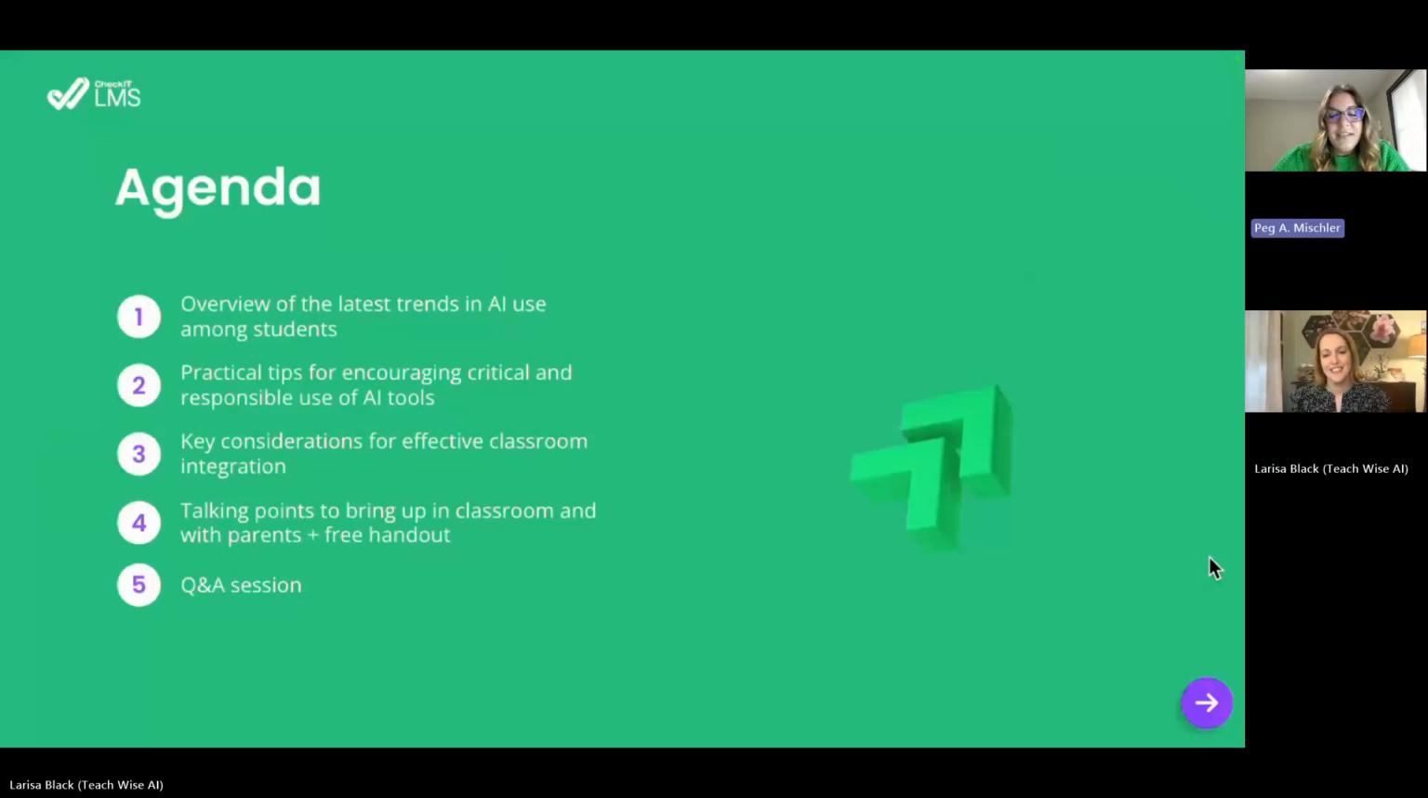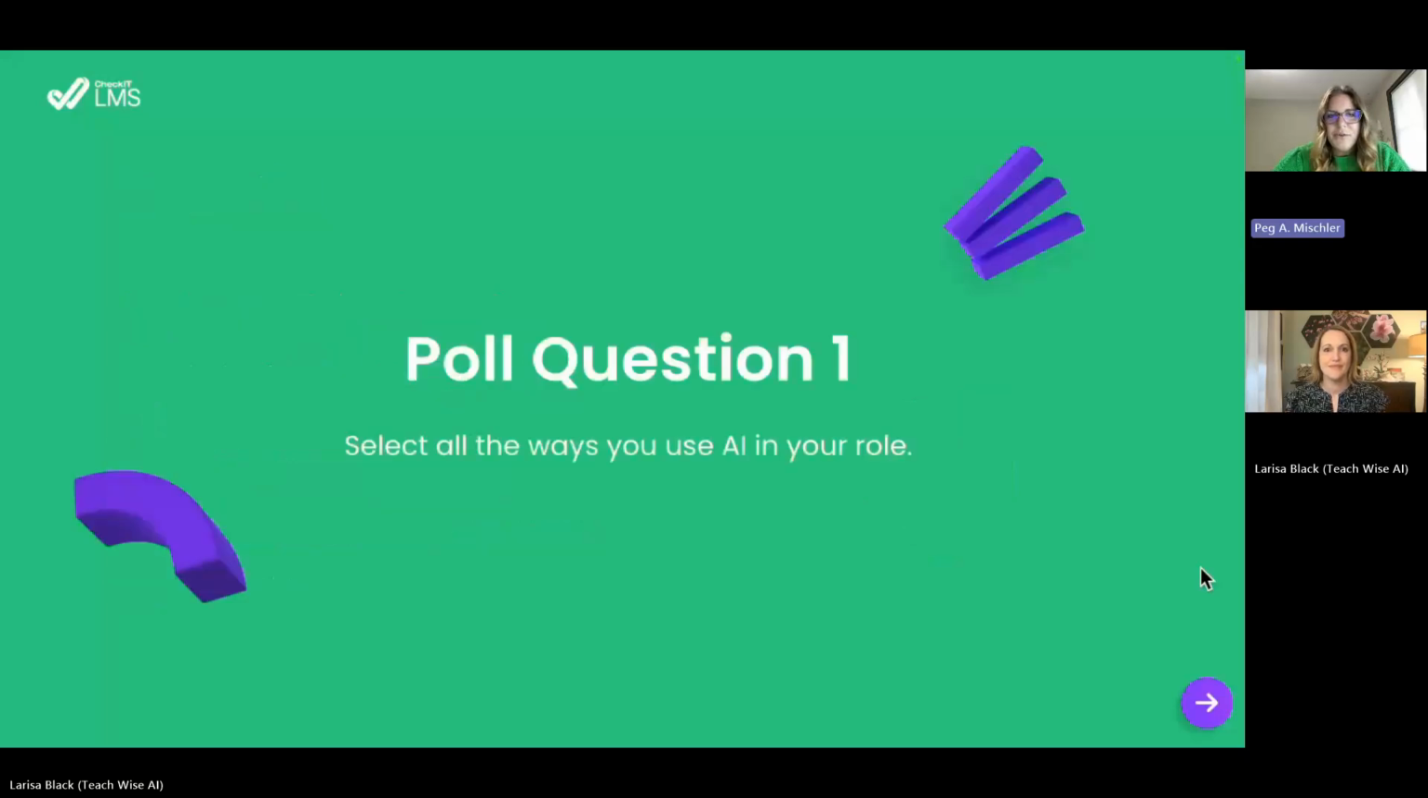Our agenda today, the things that we're going to be talking about and Larissa will be sharing, is our AI trends right now among students. How are they using it? What are they using it for? Tips for teachers and parents. Effective integration into classrooms, like some tips for teachers on how to do that. Talking points that you can have with either parents or students or your own children. At the end, we're going to have a full Q&A session. So if you have any questions during this time, just throw it up in the Q&A section at the top of your screen. And we will try to address as many questions as we can prior to ending the call.